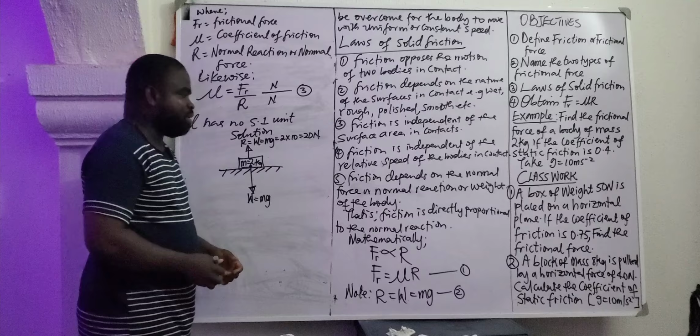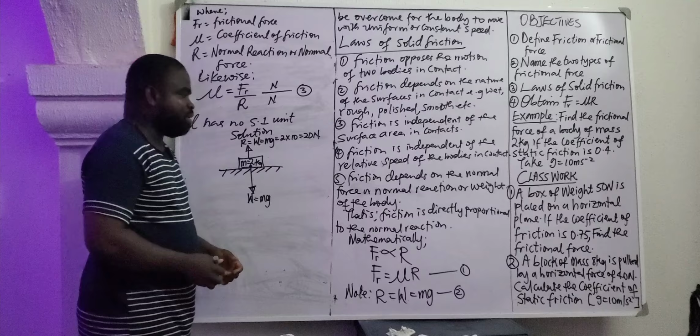So long as the nature of the surface here and the surface here are the same, I will get the same friction. But if the nature of the surfaces are not the same, then I will not get the same friction. So we say friction is independent of the surface area in contact. Good.